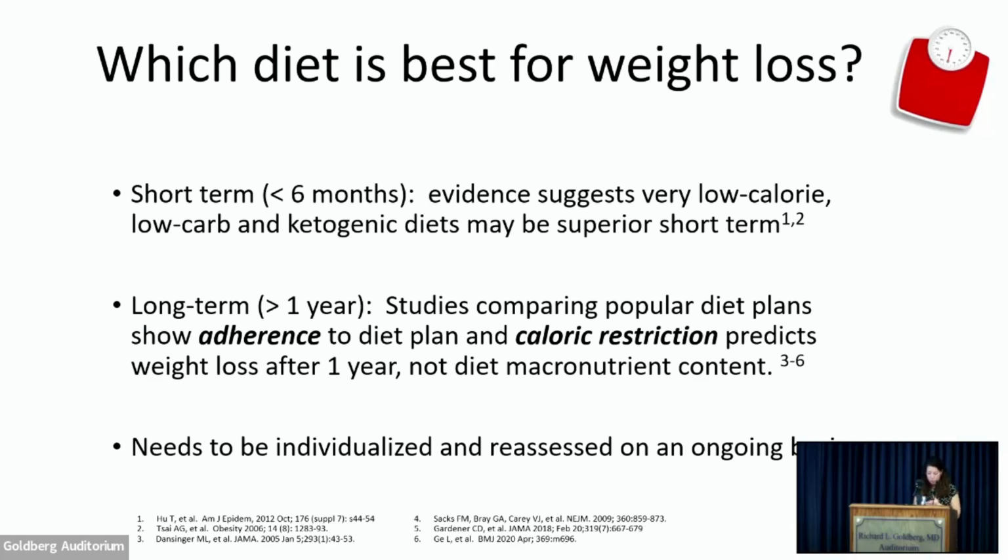So macronutrient content doesn't really matter. Obviously, you don't want to tell your diabetic patients to go on a high carb diet. That might be counterintuitive. And if somebody has specific medical needs, like high cholesterol, you might be focusing your diet on a high fiber, low fat diet. But I'm just talking generally for weight loss. For weight loss, calories are the end all be all. And this needs to be individualized and reassessed on an ongoing basis, depending on how someone's progressing.